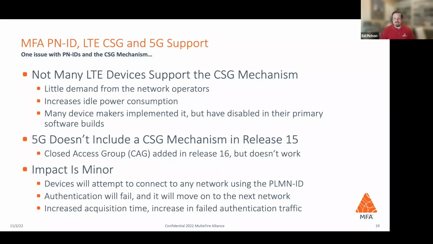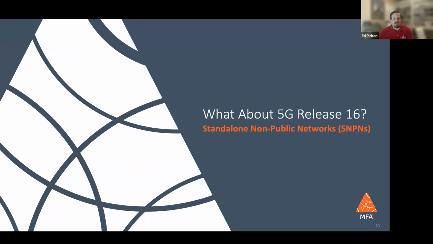And the phone will then say, okay, well, you don't connect me, so I'll go to the next network that I see that's broadcasting the 902.01 PLMN ID. The end result is that the network acquisition time, the cell acquisition time, for a device goes up. It will also cause an increase in failed authentication traffic, but it doesn't cause a denial of service. Users will still be able to connect. So that's the good news on that. So that's LTE and release 15 of the 5G specs.